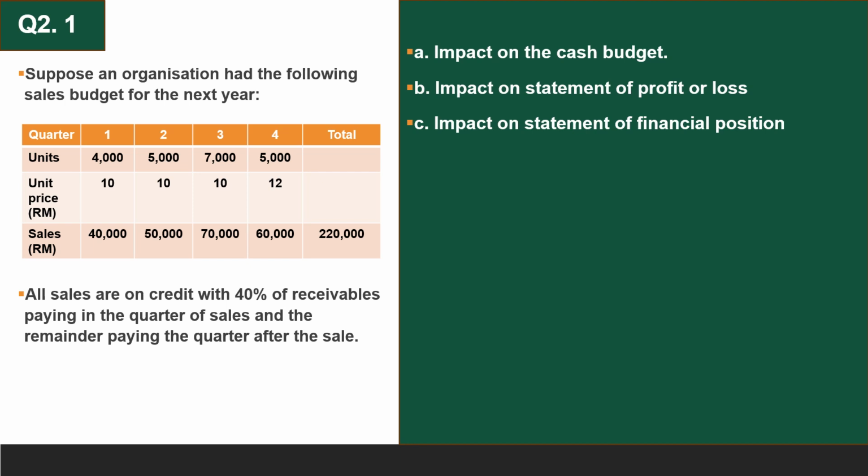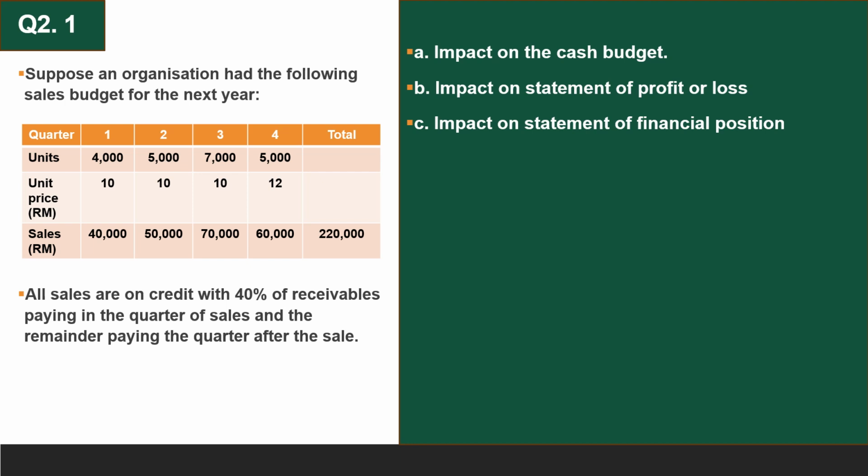There are different figures in terms of unit price. They expected that in the first quarter they can sell at 10 ringgit until the third quarter, and in the last quarter they sell at 12 ringgit. Sales are units times unit price, so the first quarter total is 40,000, second quarter 50,000, third quarter 70,000, fourth quarter 60,000, and the total sales is 220,000.